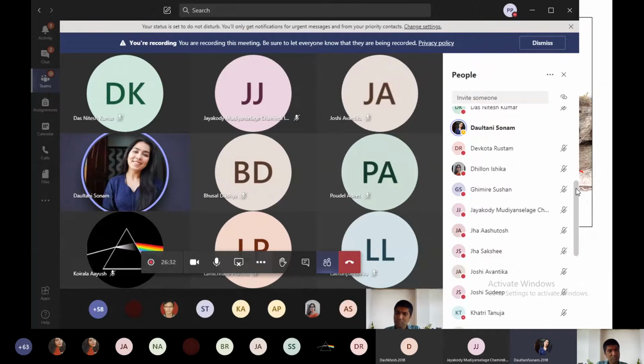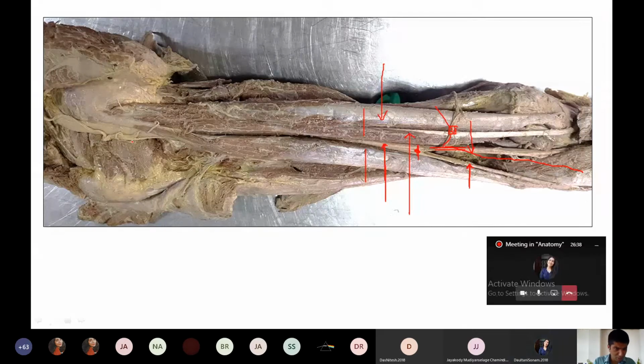What's your answer? Cutaneous nerve of thigh. No. Cutaneous nerve of the thigh already we have seen. Posterior cutaneous nerve of the thigh we have seen here. It's at the higher level. Here at the lower level, this, yes, good. This is the sural nerve.